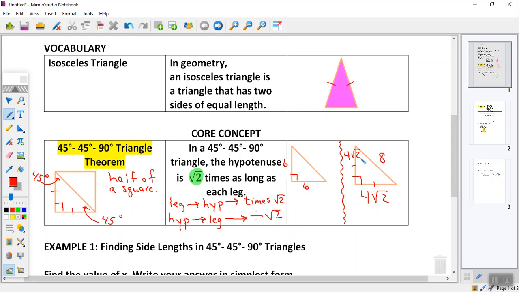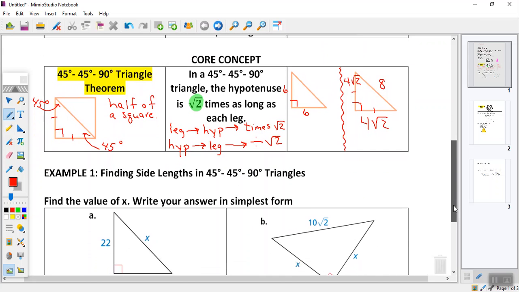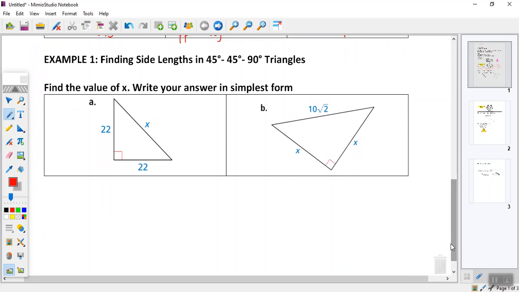Okay? Let's try example 1 here. Let's see if we can figure this out. Show of hands on A, please. Am I going to first of all multiply or divide to find x there? And first of all, why do I know that this is a 45, 45, 90 triangle? Two of the same length. Same side legs. Okay. What's x simply going to equal here then? 22 root 2. Kids, any roots in the denominator?